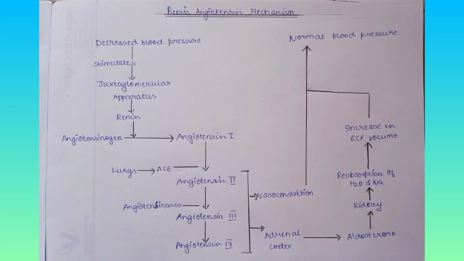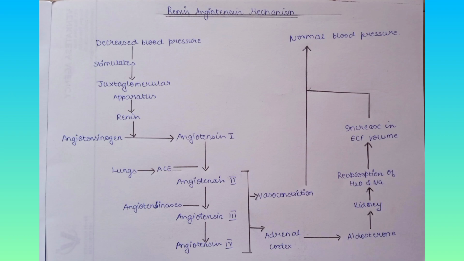Now, when there is an alteration in the blood pressure, the juxtaglomerular apparatus of the kidney will secrete renin. So, this renin is important for the conversion of angiotensinogen to angiotensin 1. The angiotensin 1 is converted into angiotensin 2 with the help of ACE, that is angiotensin converting enzyme, which is produced by the lung. Now, the angiotensin 2 is converted to 3 with the help of an enzyme called angiotensinases. Then now the angiotensin 2, 3, 4.